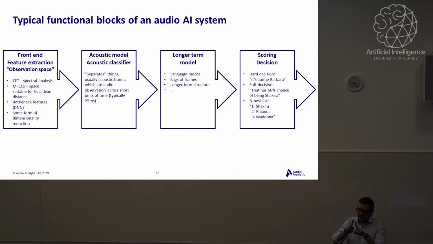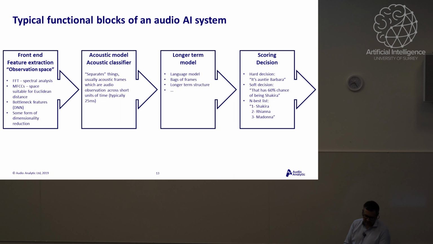So whereas your little data points cover 25 milliseconds, a dog bark is on average a third of a second long, or a baby cry can be up to 1.5 seconds long. So you need something that's going to pull your local classification decisions on all of your data points into a longer term structure.